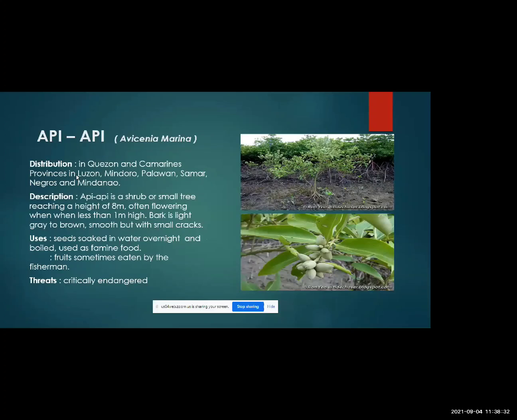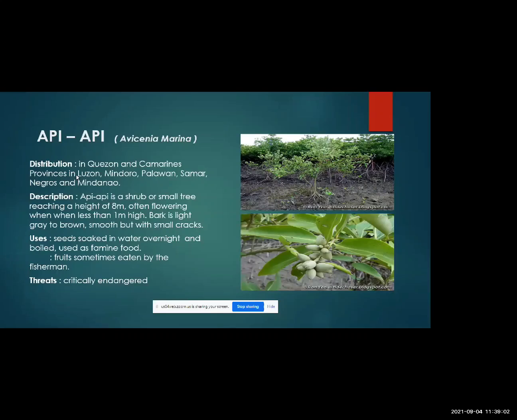First, we have api-api or Avicennia marina. Distribution. Api-api can be found in Quezon and Camarines provinces in Luzon and in Mindoro, Palawan, Samar, Negros, and Mindanao, along muddy seashores and tidal streams. Also occurs in India, southern China, and Taiwan through Malaya to New Guinea.